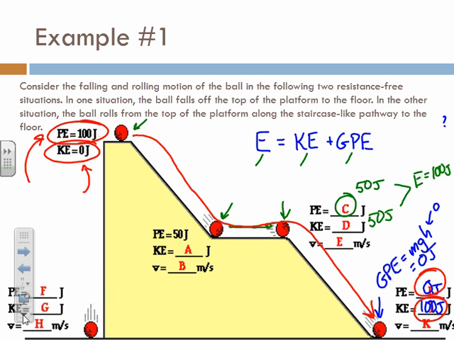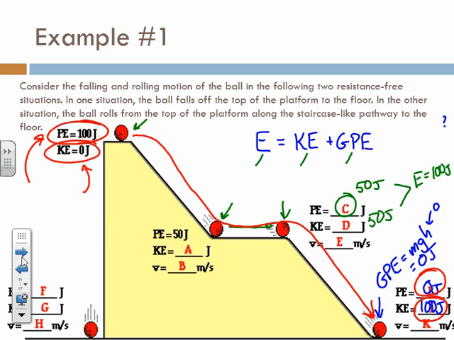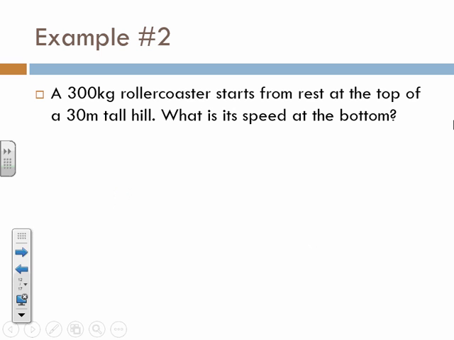In example number 2, we're going to use the same concept, but in a little different way, all right? So we have a 300 kilogram roller coaster starting from rest at the top of a 30-meter tall hill. And we want to know what its speed is at the bottom. All right, there's a bell. We want to know what its speed is here at the bottom, all right?